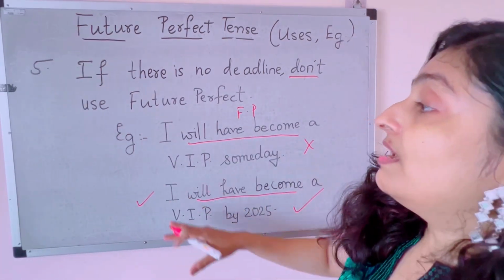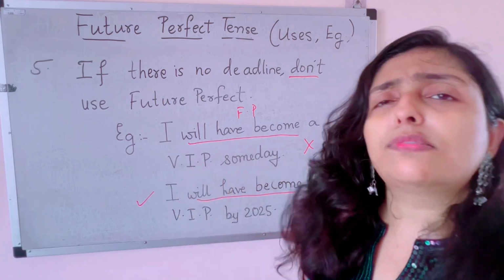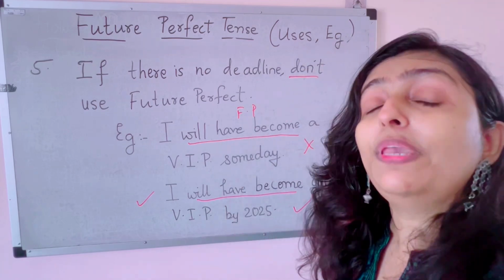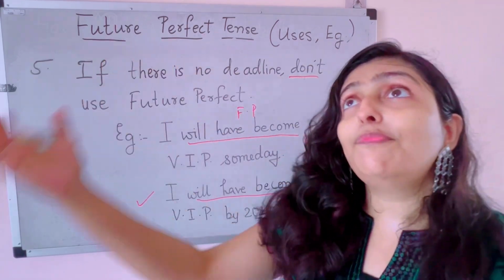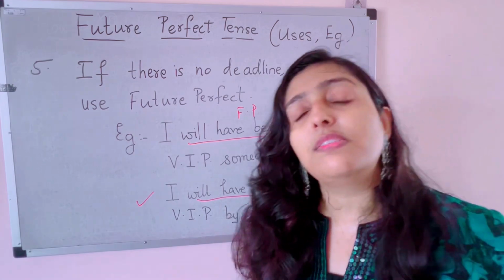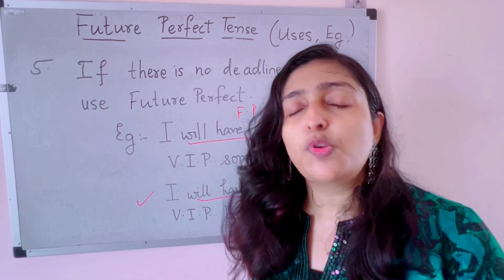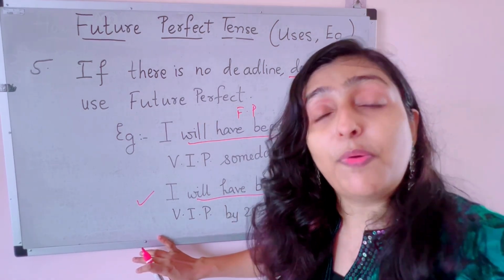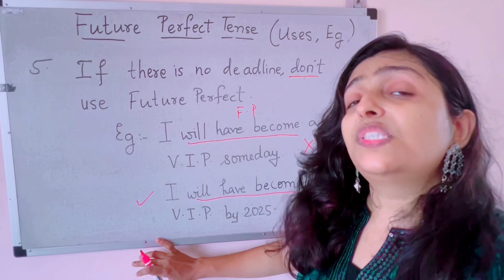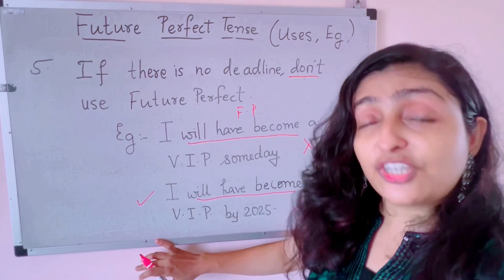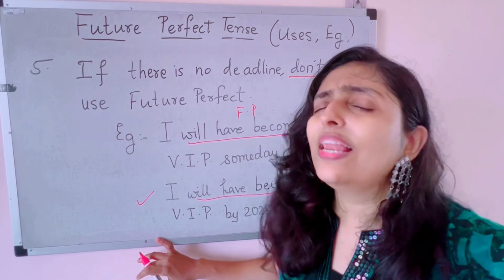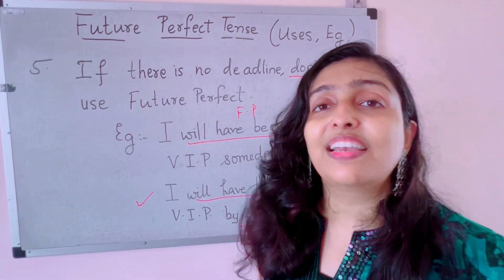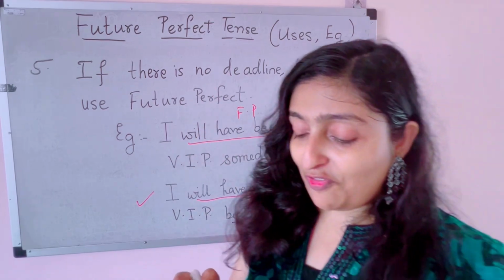Then moving on to the first example, it seems to be an assumption. It just seems to be a fantasy. I will have become a VIP someday. That doesn't sound strong enough. There is no punch in that. While in the second example, we can see the speaker seems to be very dedicated and is assuring someone that he will indeed become someone great. So when there is a deadline, when there is a target, you can use future perfect tense.